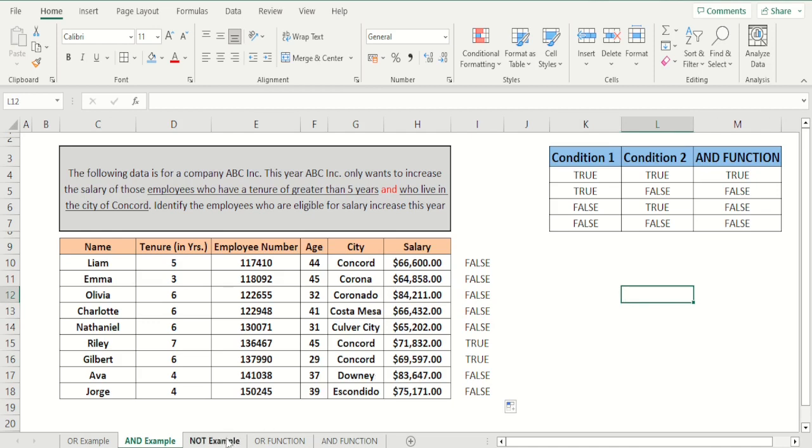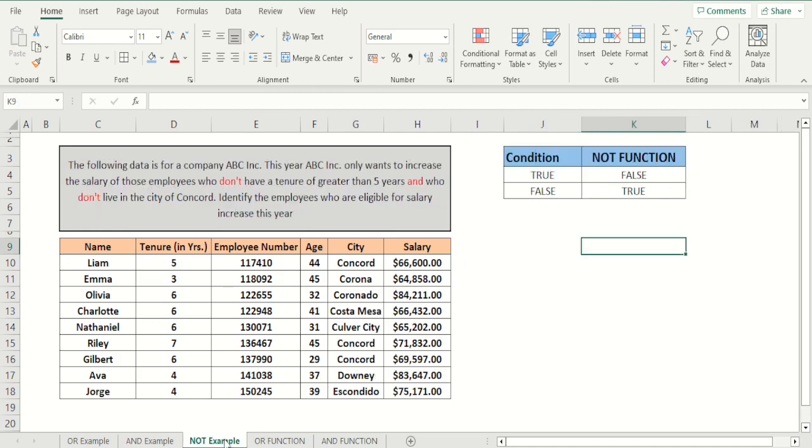Now let's finally take a look at another operator, which is the NOT operator. The NOT operator is like flipping a switch. So if your condition is true, then the NOT operator makes it false. If it is false, then it makes it true. So an example of this is, let's take a look at this problem statement that we have here.